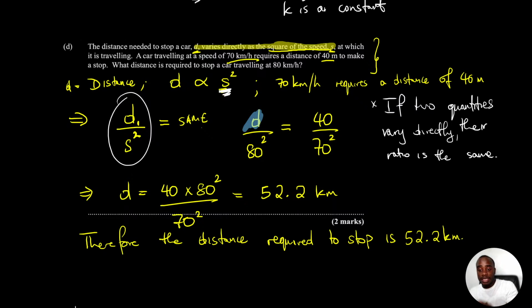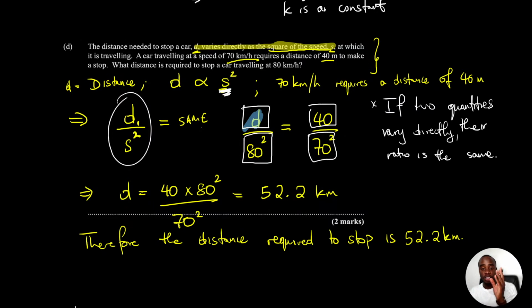So if two quantities vary directly, the ratio is always going to be the same. So that is why, for D, it's D to 80 squared is going to be the same thing as 40 to 70 squared.